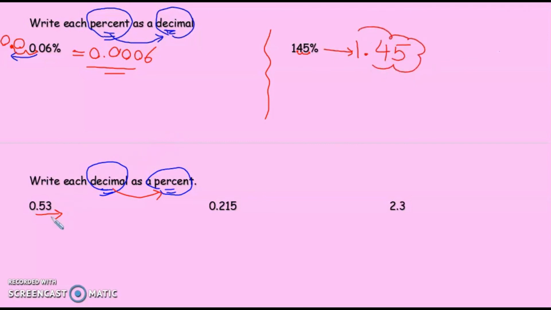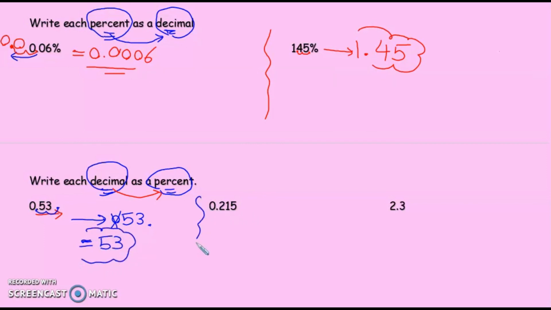Done. How about this one? So decimal to percent, you have to move to the right. How many places? You have to shift it twice. So let me change the color to see better. So this is the decimal point. I have to move this decimal point twice, 1 and 2 to the right. So therefore the answer is 0.53. You know that this 0 has no worth, so you can simply cross it out or eliminate it. Final answer is 53.